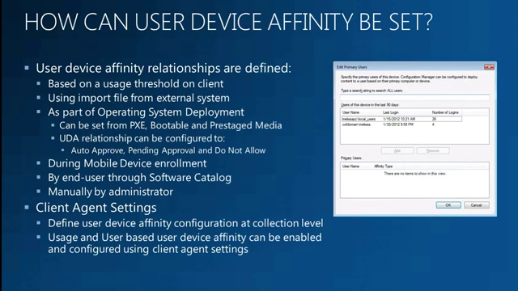The end user can go into the software catalog and say, this is my primary device, check the box. We'll send that information back and it'll set that relationship. Or you, on your end, as an administrator, can go ahead and set that for the user.